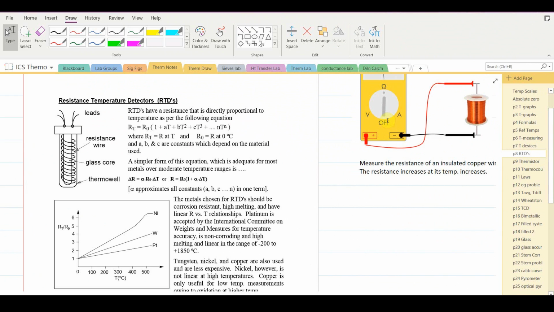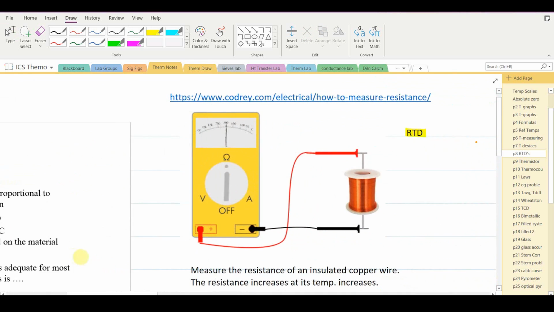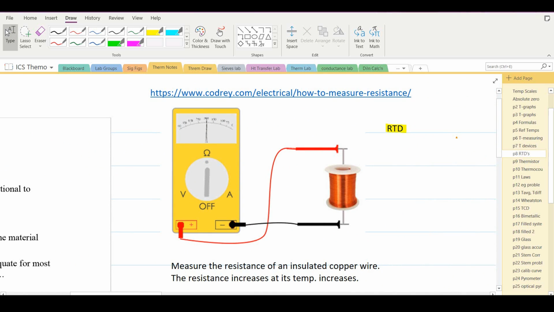On page 8, we're going to look at the first of several types of industrial thermometers. This first one is called a resistance temperature detector, an RTD for short. It's a very simple instrument. In this example, I have a coil of copper wire that's insulated. The ends of it are connected to a multimeter which is measuring resistance in ohms.